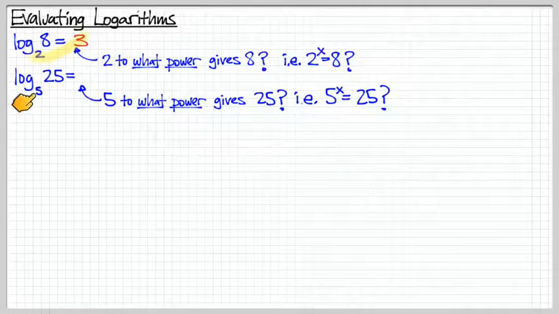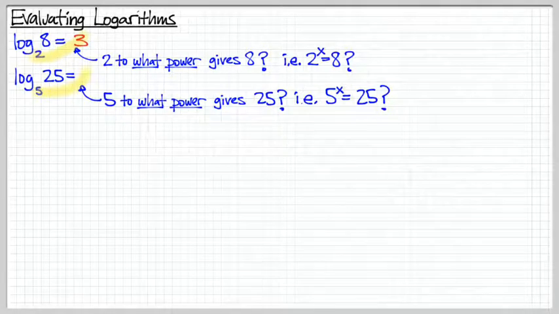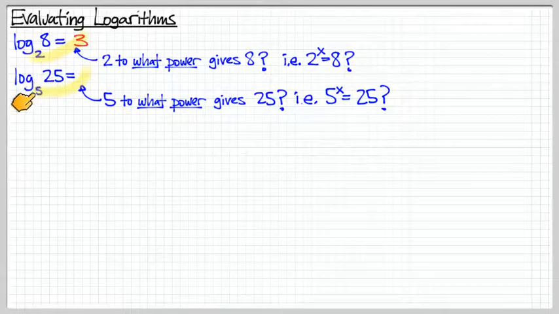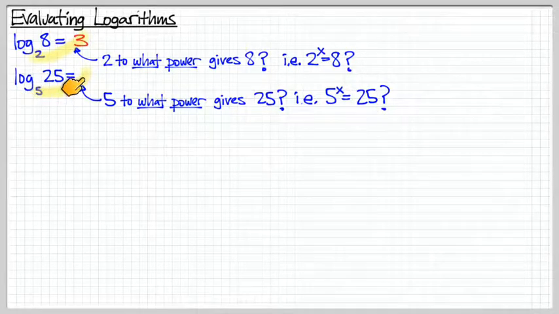Here's another one. 5 to what power is equal to 25? Again, don't be tempted to divide here. It's so tempting. Your mind will just think of 5 when you see this written like this. But it's really 5 to what power is equal to 25? And of course that's 2. 5 squared.